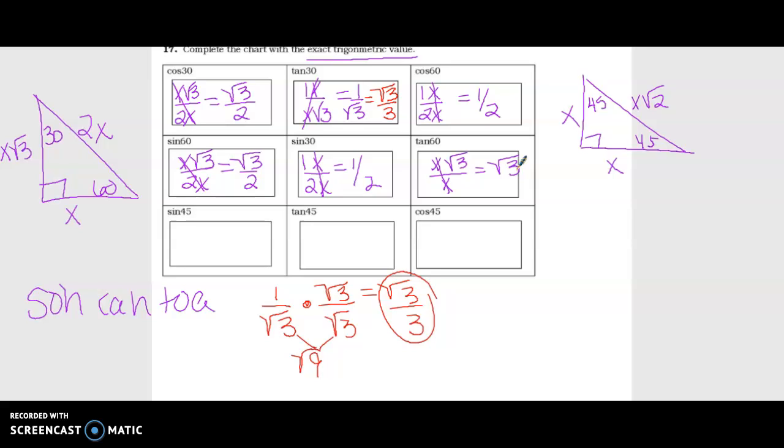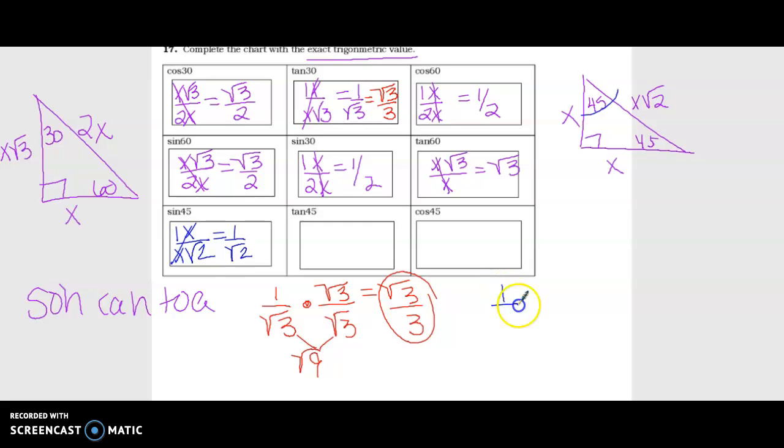All right, the bottom 3 are going to use the triangle on the right-hand side, the 45, 45, 90. I'm going to change up my color over here. Go blue. Sine of 45. They're both 45. It doesn't matter. I'm going to go ahead and use this top angle. Sine is SOH, so opposite over hypotenuse. Simplify. You can't have a root at the bottom.